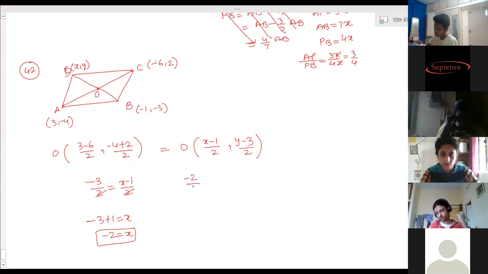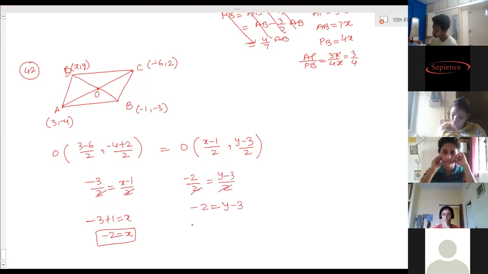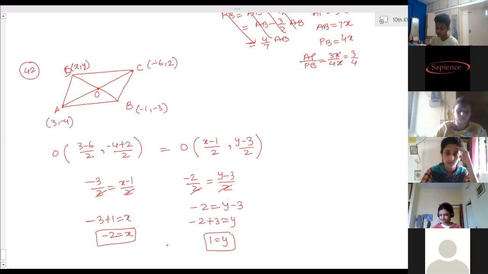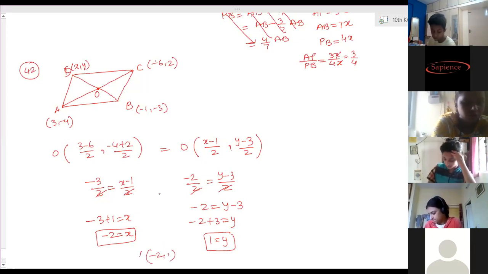And -2/2 is equal to (y - 3)/2. The 2s get cancelled. -2 equals y - 3, so -2 + 3 equals y, and y is 1. Ma'am, I got it. Okay, so -2 and 1 are the coordinates. Any other doubt anyone has?